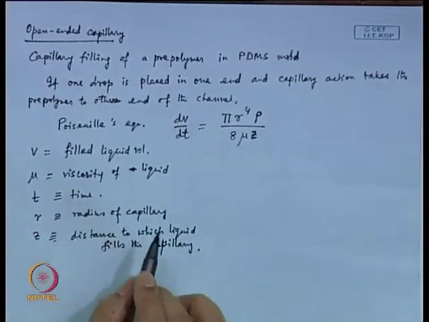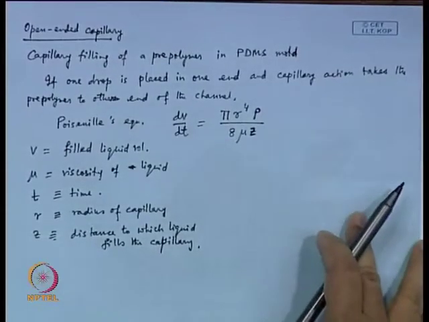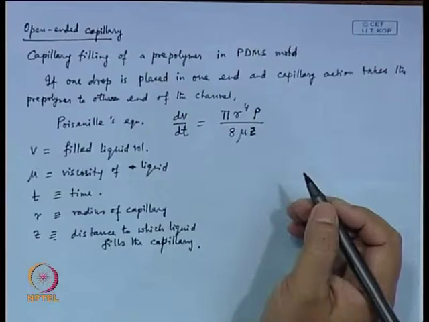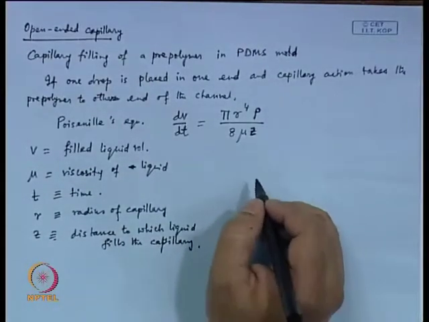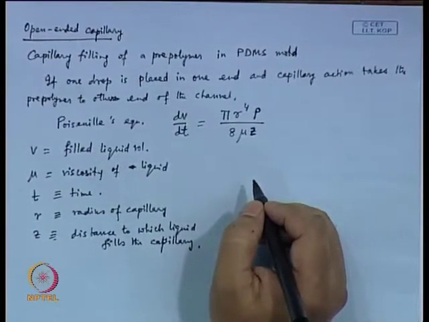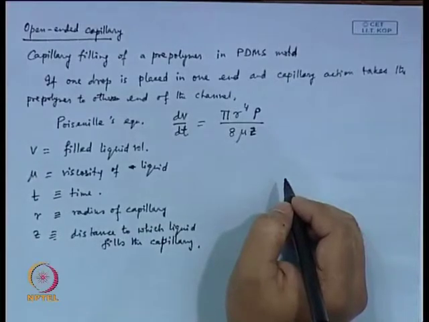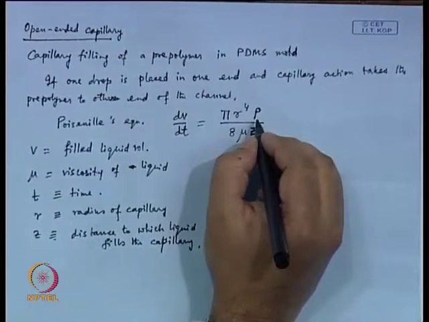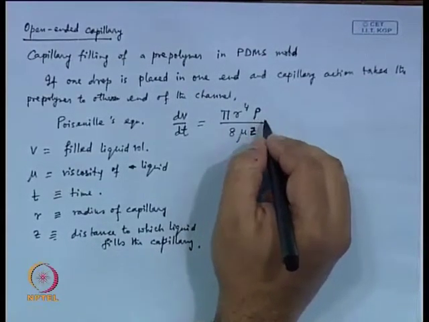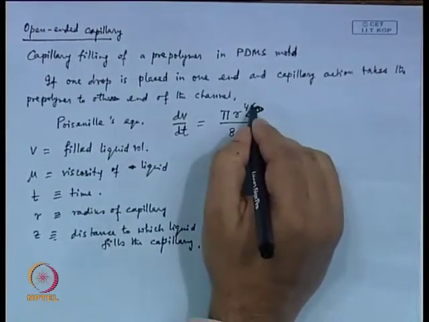Okay, so if these are the terms, then using Poiseuille's equation you can write the rate of change of filled liquid volume dV/dt as this quantity, and on top of this I think this should be delta P, yes, delta P, fine.